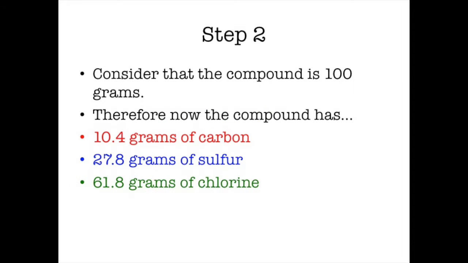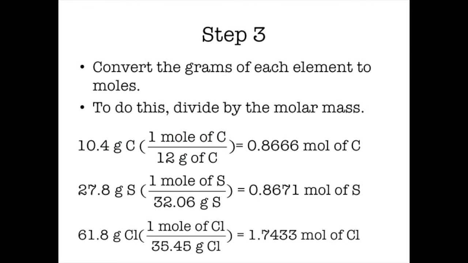In step 2, we consider that there's 100 grams, and we also know that now there's 10.4 grams of carbon, which was given, 27.8 grams of sulfur that was given, and we now know the total of chlorine, which is 61.8. Since we now know the total amount of grams in chlorine, we need to transfer this information and find the moles of each of the elements.